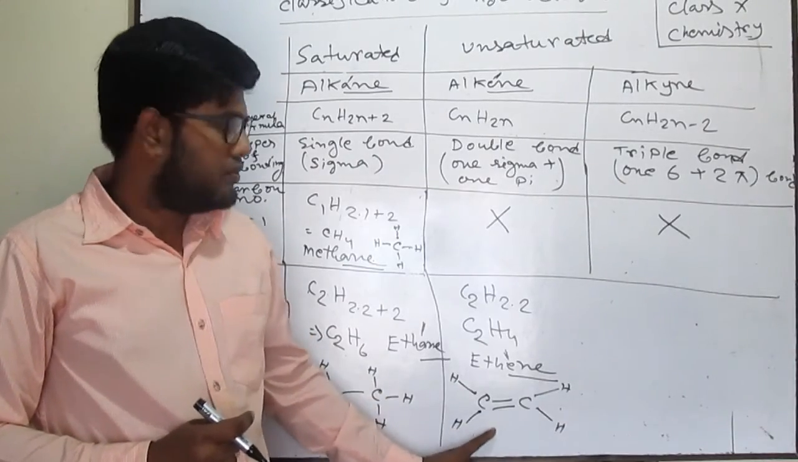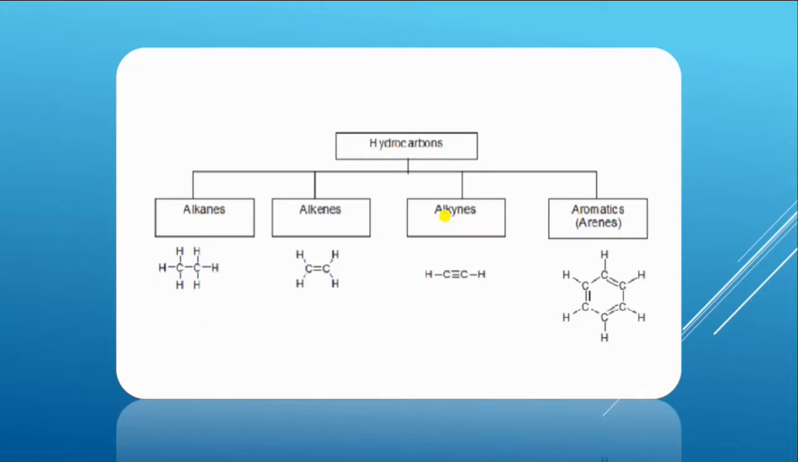This is the structure of ethene. Okay, listen. Ethene. Here is alkene. This is the structure of ethene. Carbon-carbon double bond, and each carbon atom is attached with 2 hydrogen atoms to make its valency 4.